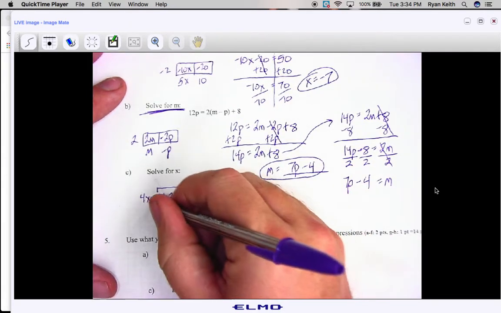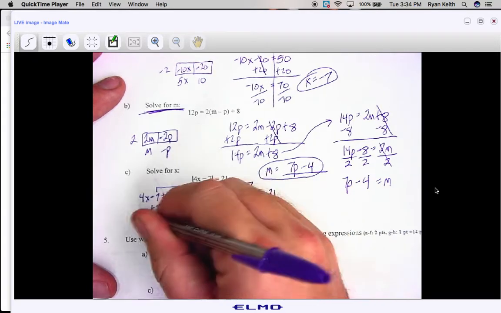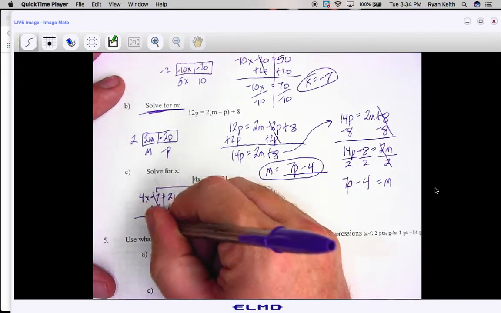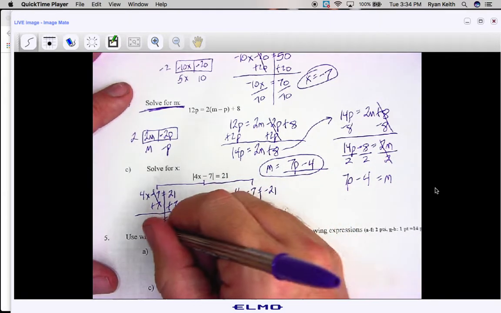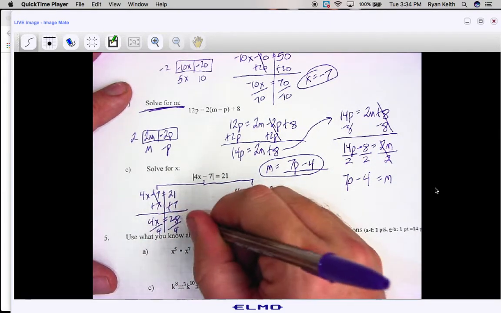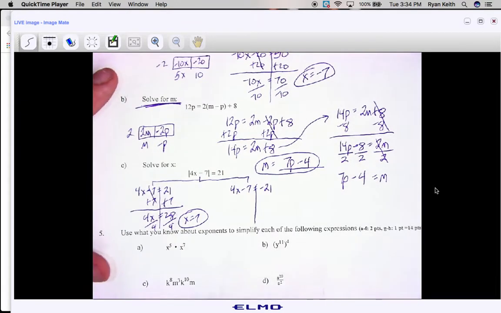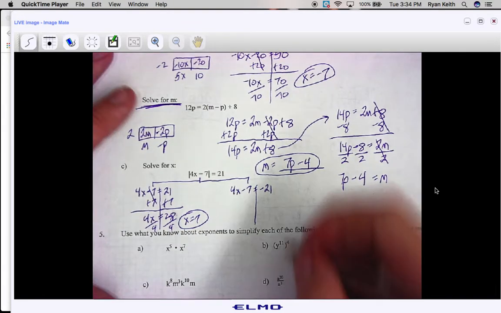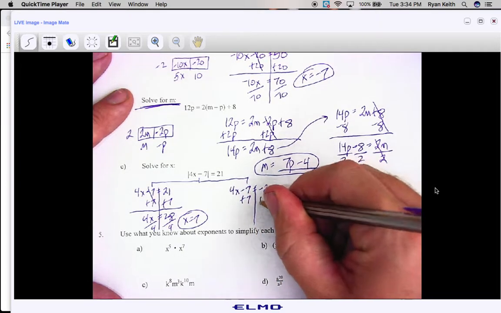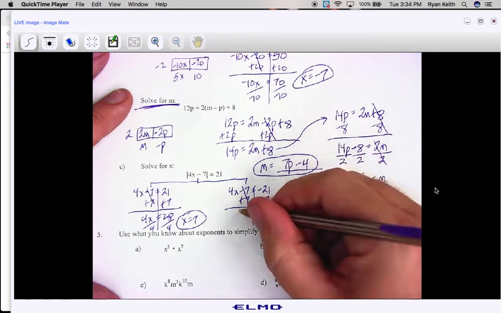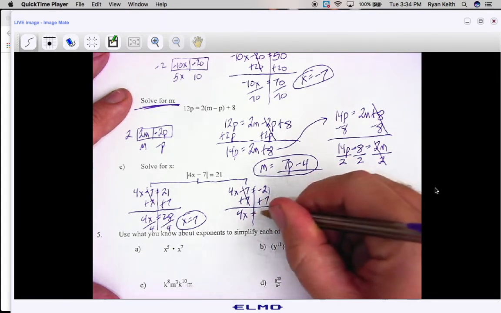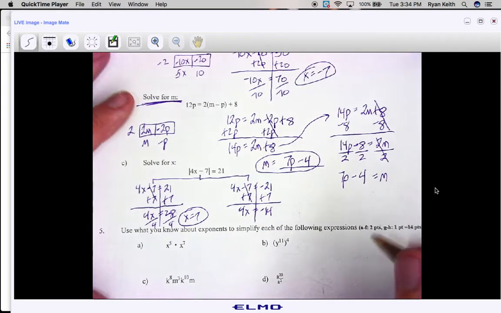Come on. Plus 7, plus 7. 4x equals 28. Divide by 4. X equals 7. 1 answer. I'm pretty much doing the same steps over here. It's just that when these cancel here, now I do negative 21 plus 7. Negative 21 plus 7 is negative 14.